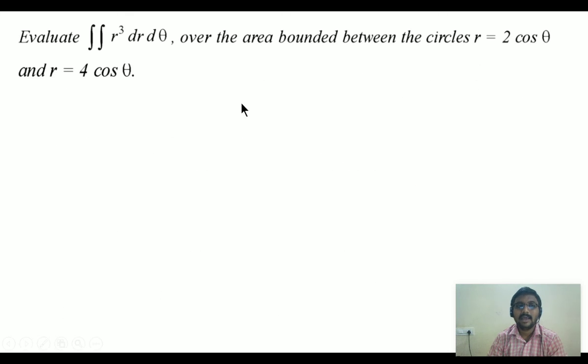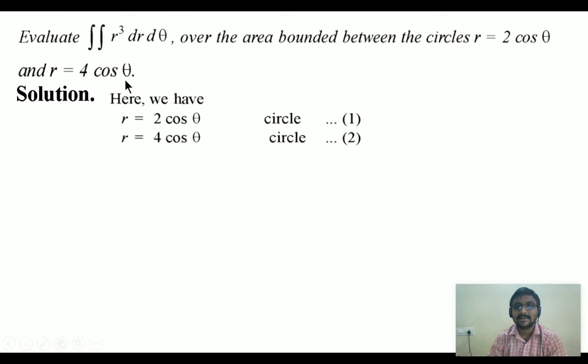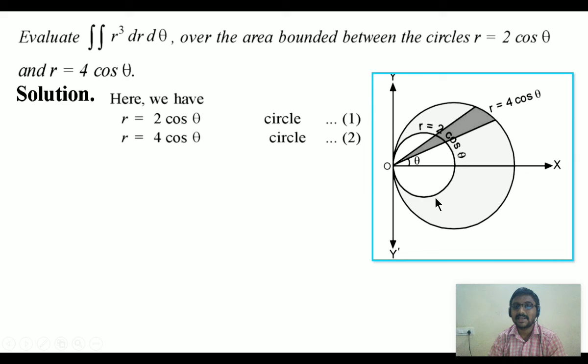Another problem, evaluate double integral r cube dr d theta over the area bounded between the circles r equal to 2 cos theta and r equal to 4 cos theta. Solution, given region is two circles, r equal to 2 cos theta having radius 1 unit, r equal to 4 cos theta having radius 2 units. It is the rough sketch of the region.